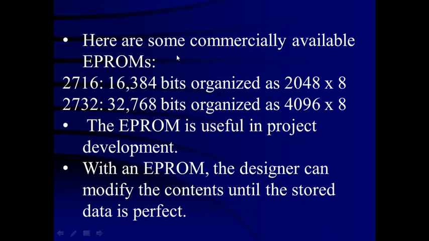Here are some of the commercially available EPROMs. 2716 is the IC number; it has 16,384 bits organized as 2048 words, and each word has a length of 8 bits. Another IC, 2732, has 32,768 bits organized as 4096 words, and each word has a length of 8 bits.